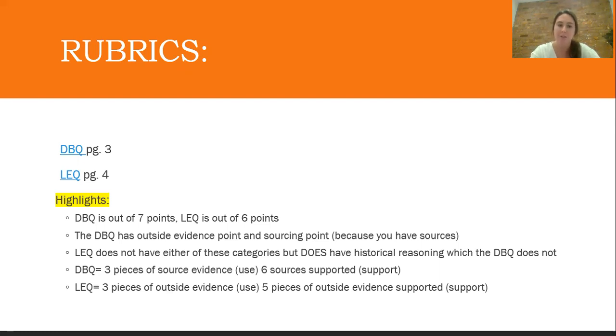And then the DBQ, you need three pieces of source evidence, referencing at least three sources for use, and you need to support at least six sources for the support point. The LEQ is a little bit different. You need three pieces of outside information for the use point and five pieces of outside evidence that is supported, or you actually show reasoning to tie back to your claim to get that evidence support point.